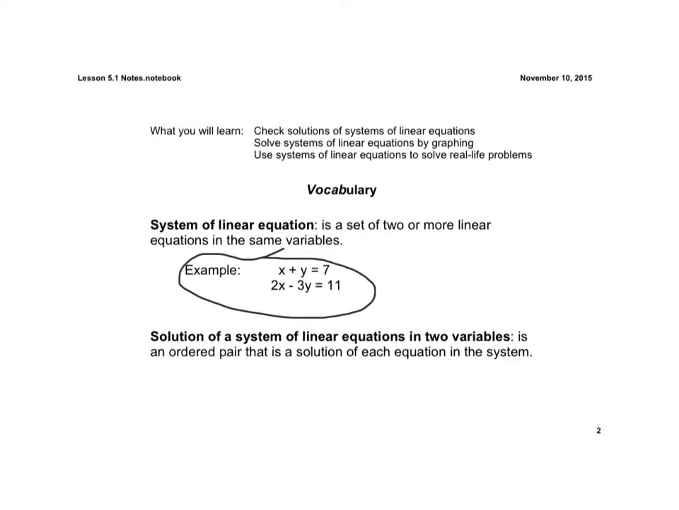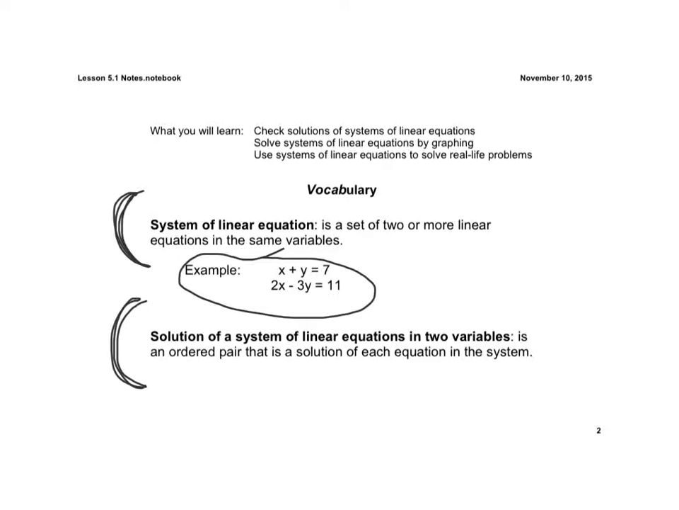Now again, this is something you want to make sure is in our journal book. So open your page or journal book to section 5.1. Find the vocabulary page and list these two vocabularies in there. Put the definitions in there, please. Again, the solution of a system of linear equations in two variables is an ordered pair that is a solution to each equation in the system.